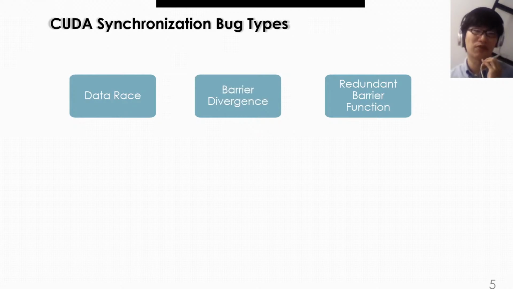So from our observation of the existing benchmark, the data race bug is the most popular bug, and barrier divergence goes after data race. And because redundant barrier functions are really hard to find, in the real-world existing benchmark we have only one redundant barrier function bug, but we find a lot of redundant barrier functions in the unknown bug set.